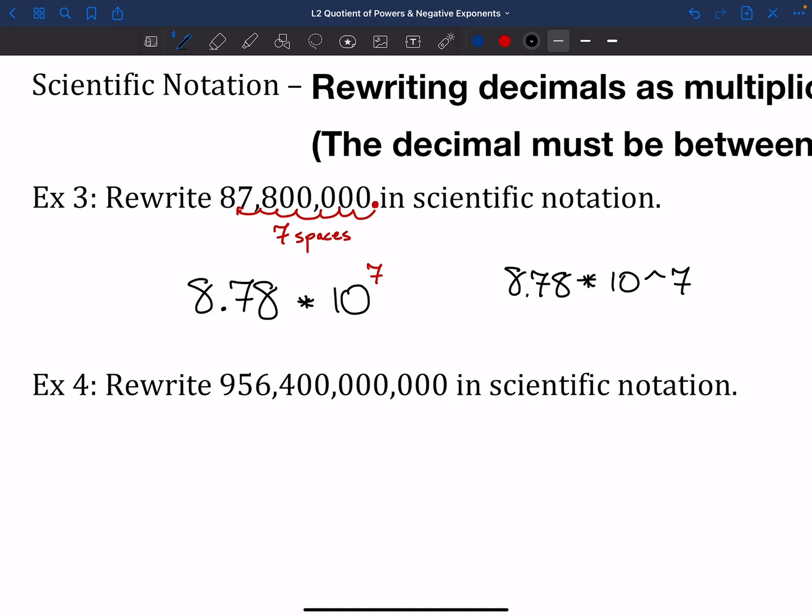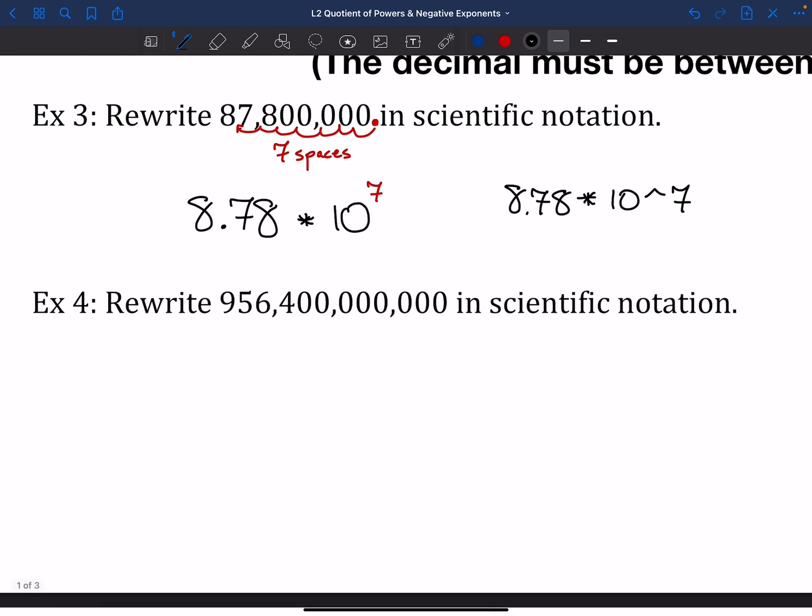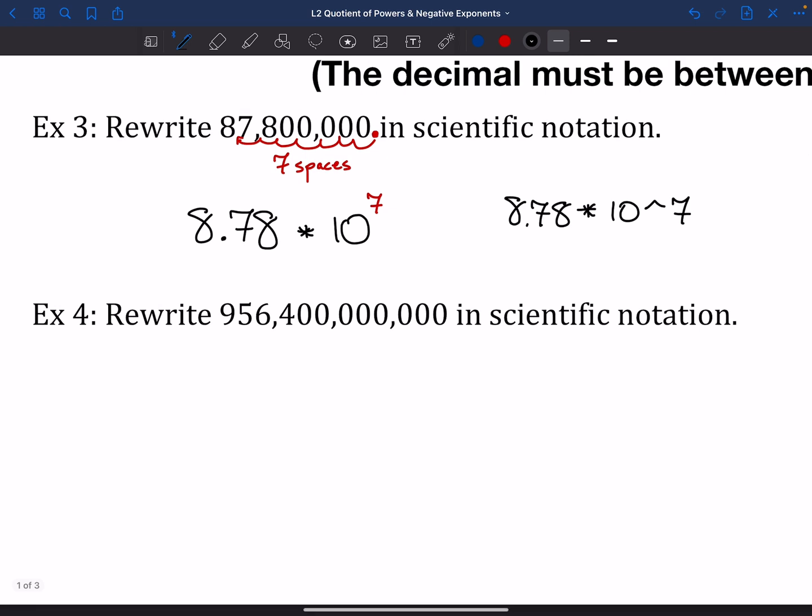You may not believe me. You might be like, wow, this seems like a lot of work to just change a number. But there are places where it's actually pretty helpful to be able to write this in a different way. Let's try rewriting 956,400,000,000 using scientific notation. The numbers are pretty big.